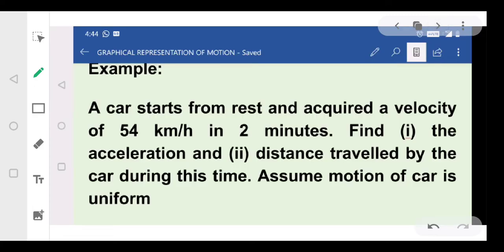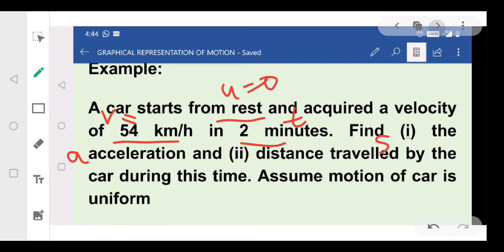Okay, second question. A car starts from rest. As soon as you see rest, you put u is equal to 0. It acquired a velocity of 54 km per hour in 2 minutes. So this velocity, because the initial velocity u was 0, v is the final velocity, which is 54 km per hour. 2 minutes is the time taken. In order to acquire a velocity of 54 km per hour from rest, a body took 2 minutes. What we have to find is the acceleration and the distance travelled by the car during this time.